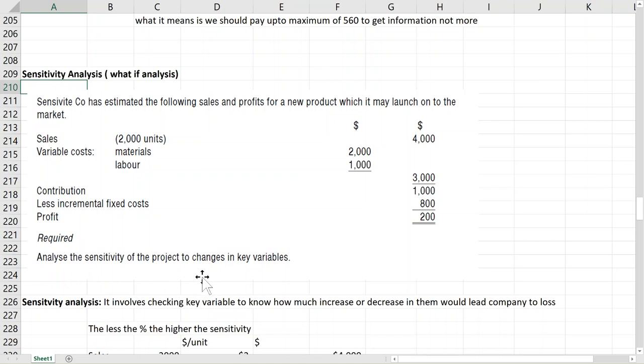We have a question here. Requirement is analyze sensitivity of the project to changes in key variables. So I will find sensitivity of all variables here. Sensitico has estimated the following sales and profits for a new product which it may launch onto the market. We have sales 2,000 units, total cost of which is 4,000, material 2,000, labor 1,000. Sorry, this is selling price, and then cost is 3,000. It gives us 1,000 contribution, and after minusing the fixed cost from it, it gives you 200 profit.